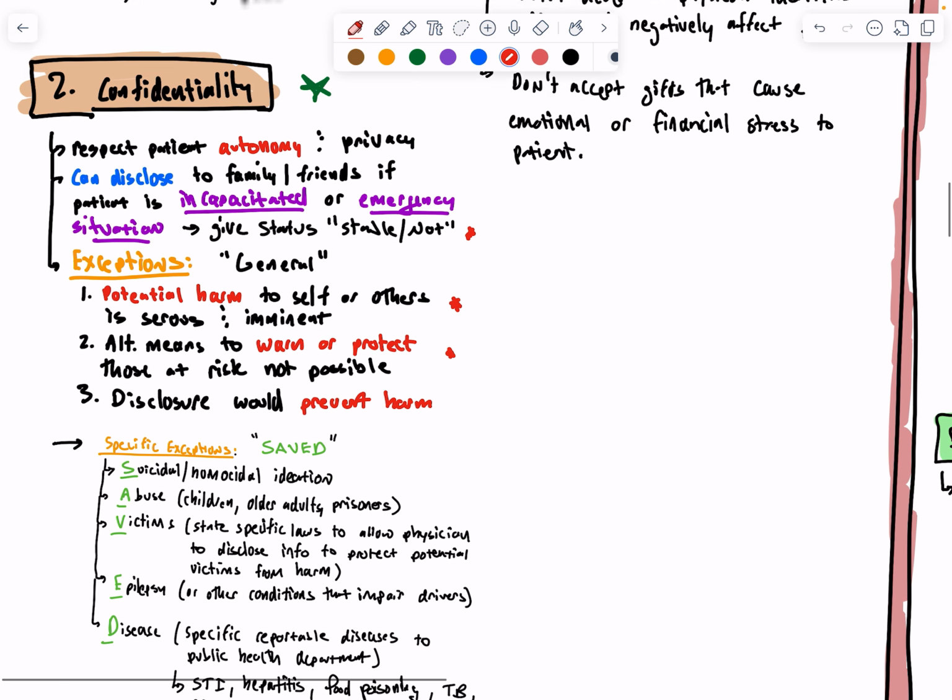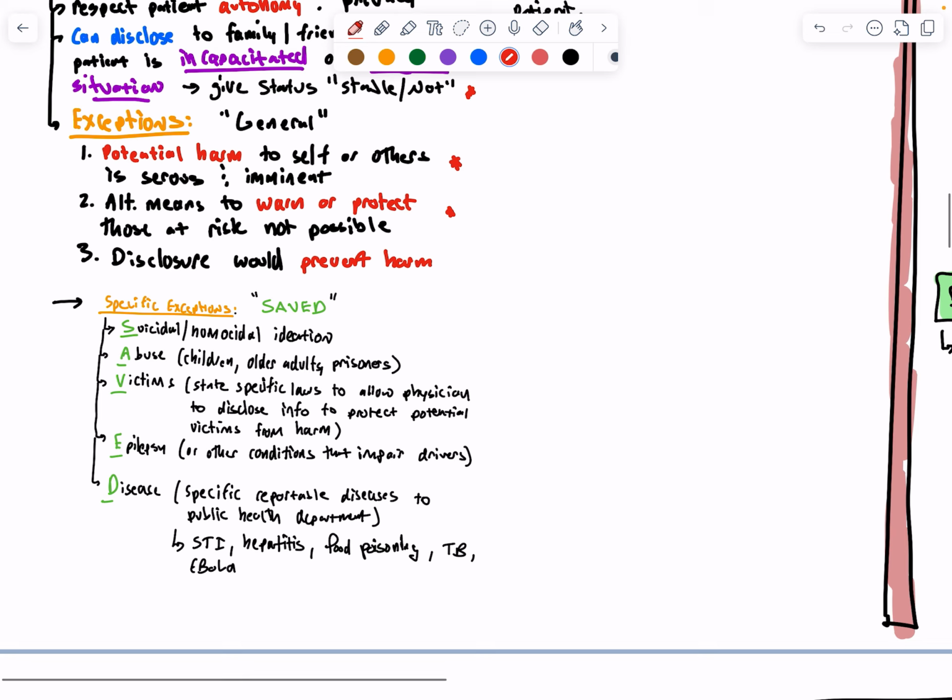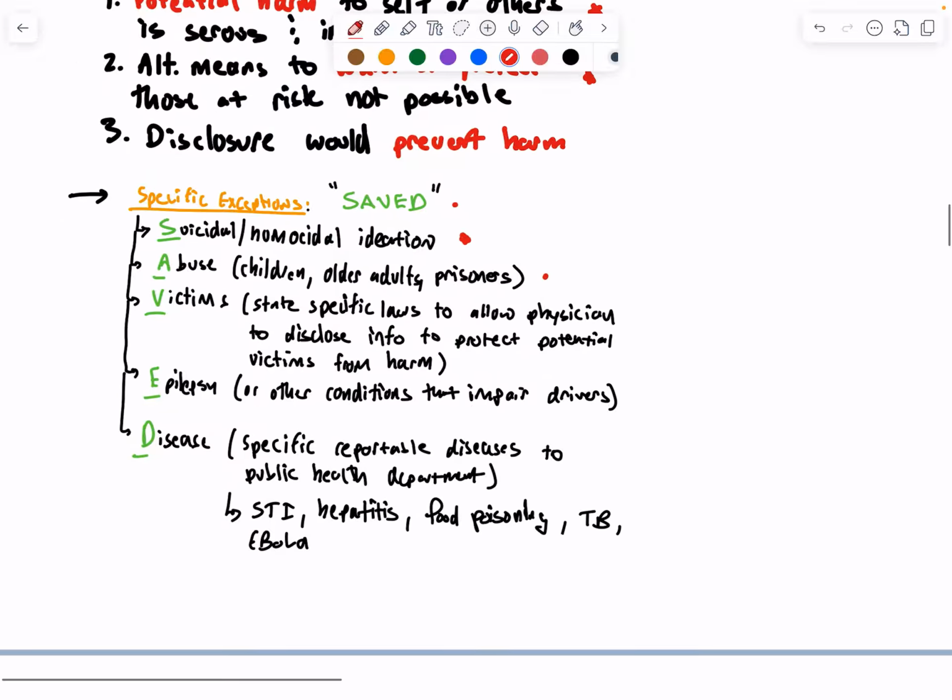All right, so specific exceptions to confidentiality, we have this mnemonic called SAVED. S in SAVED is for suicidal or homicidal ideation, abuse, children, older adults, prisoners, right? If you're the physician, you would report this abuse to Child Protective Services or Adult Protective Services in the case of older adults. All right, victims is V for SAVED. State-specific laws allow the physician to disclose info to protect potential victims from harm.